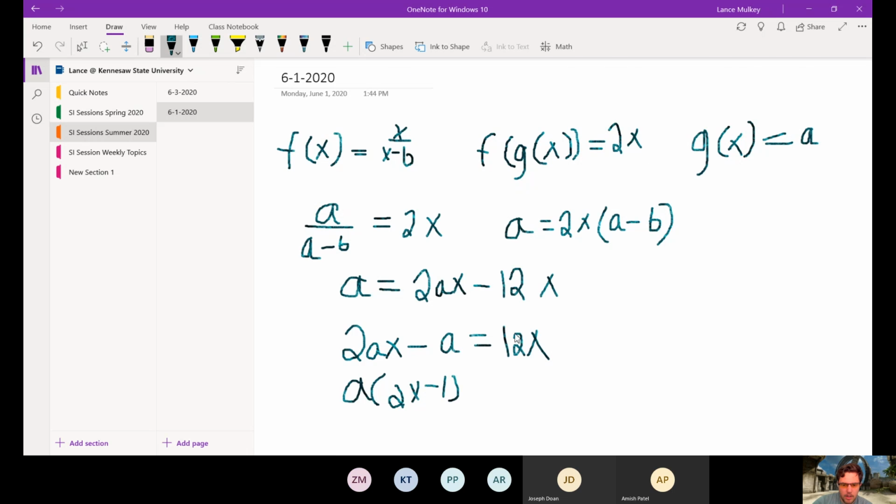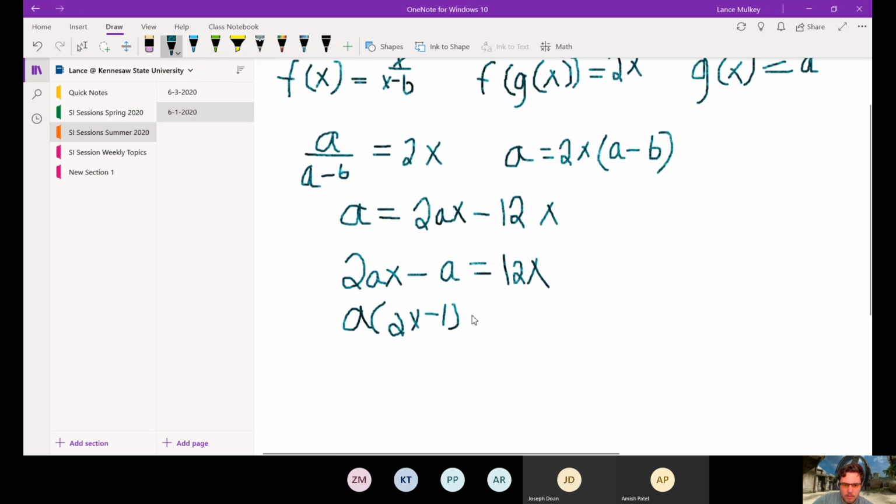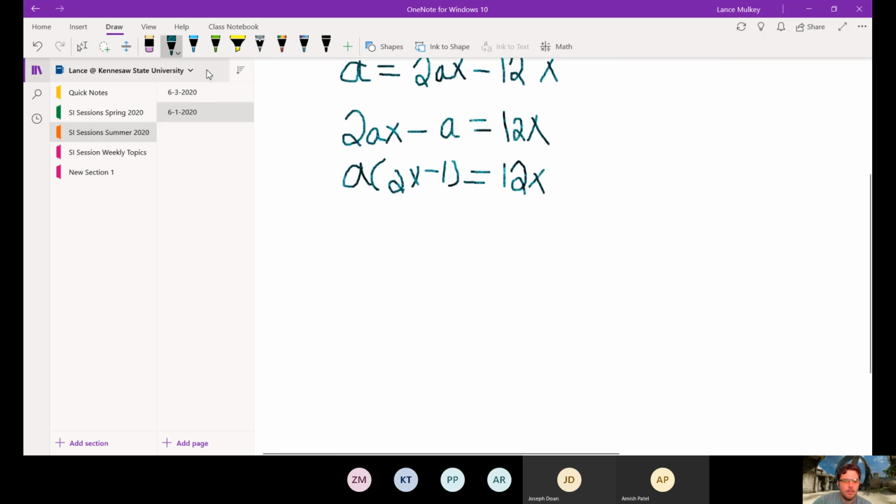Y'all got to let me know if I did it right. Yeah, that looks good right now. Yep. So A equals, hang on. I'm going to go ahead and put in g of x. If any of y'all got any questions along the way, please let me know.